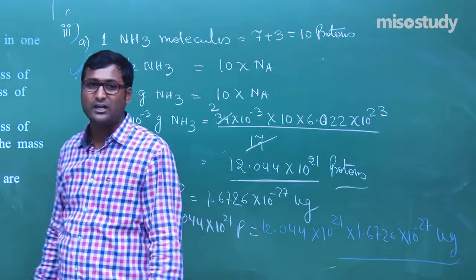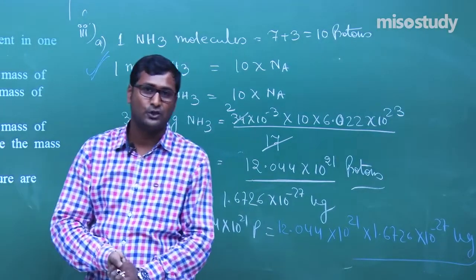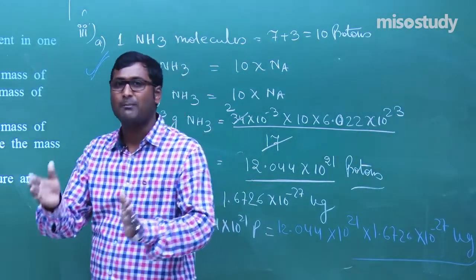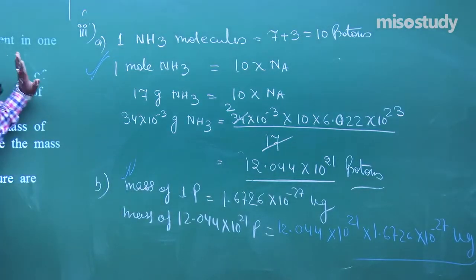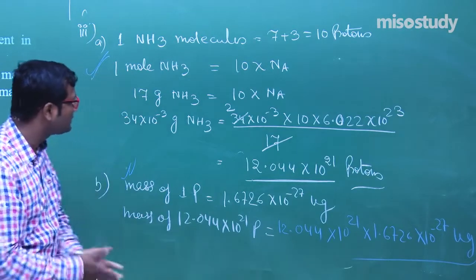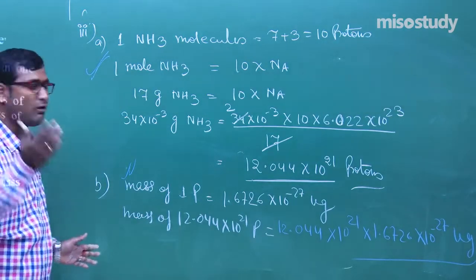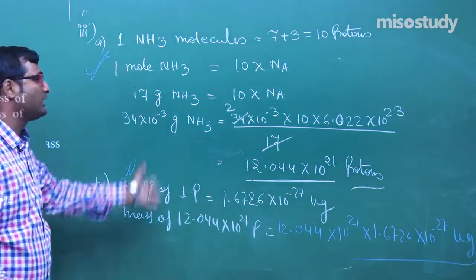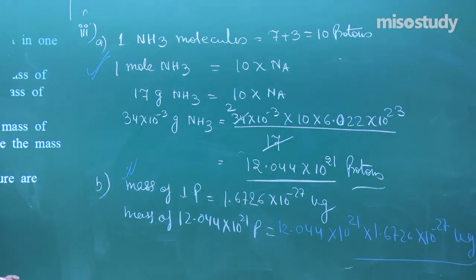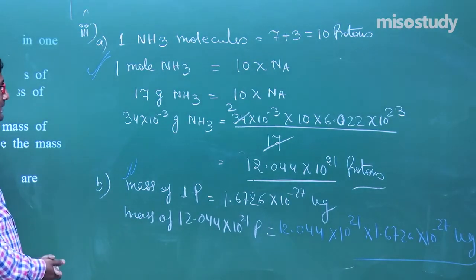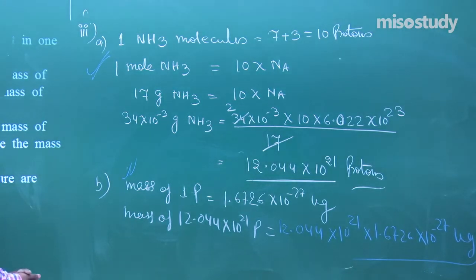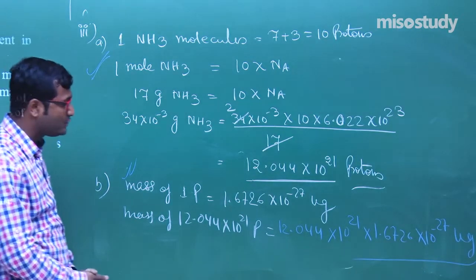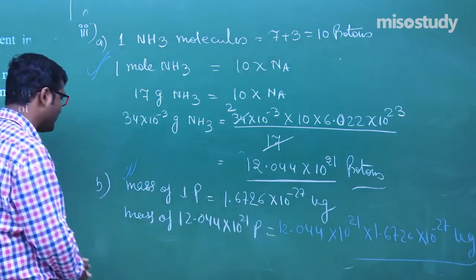I think now you are very much familiar with solving this kind of question. It will help you a lot, that is my promise to you. So friend, check out the things once again. Calculation is almost there, if there is any mistake, you are always here. The theory remains the same. 12.044 into 10 to the power 21 multiply 1.6726 into 10 to the power minus 27 kg. That is the mass.